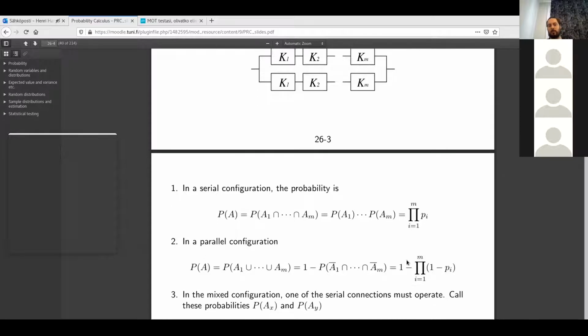This should be familiar to you. So this is the probability that it works: 1 minus the product of (1 minus Pi). The thinking behind the serial configuration, everything going as planned, is that you multiply them. And for at least something going as planned, you get 1 minus the product of (1 minus Pi).